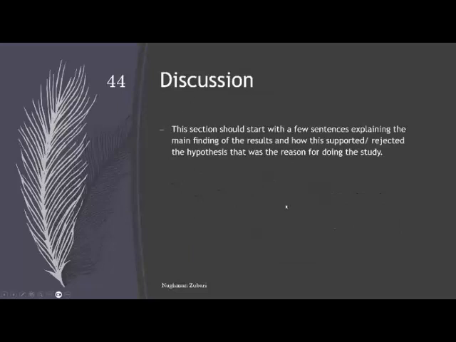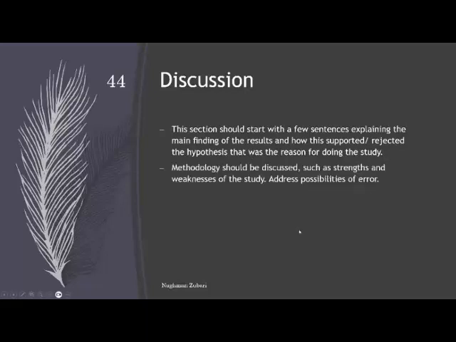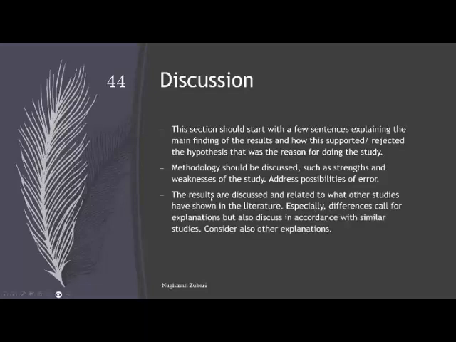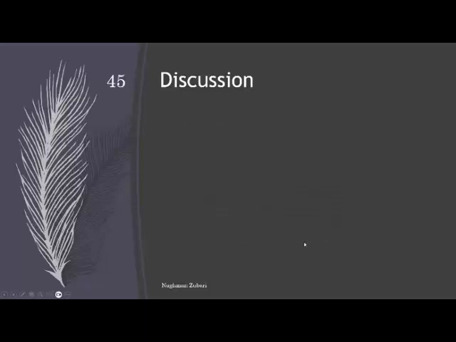Discussion. This section should start with a few sentences explaining the main finding of the results and how this supported or rejected the hypothesis that was the reason for doing the study. Methodology should be discussed, such as strengths and weaknesses of the study, and address the possibilities of error. The results are discussed and related to what other studies have shown in the literature, especially differences call for explanations, but also discuss in accordance with similar studies, and consider also other explanations.